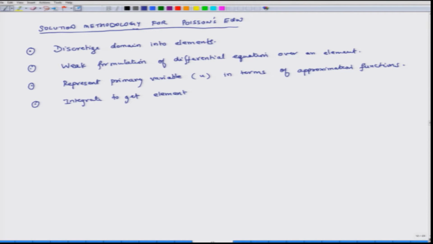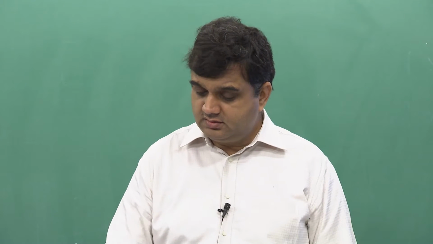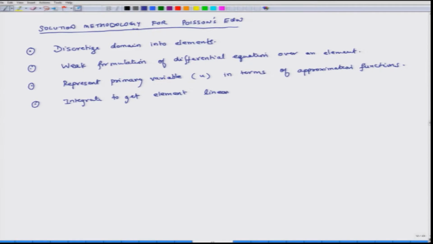What kind of equations? Is it a partial differential equation? Is it an ordinary differential equation? Is it an algebraic equation? What kind of equations do we get when we integrate? We get linear algebraic equations of the form Ke times u vector is equal to Fe. These are linear equations. K and F are known, u is not known.